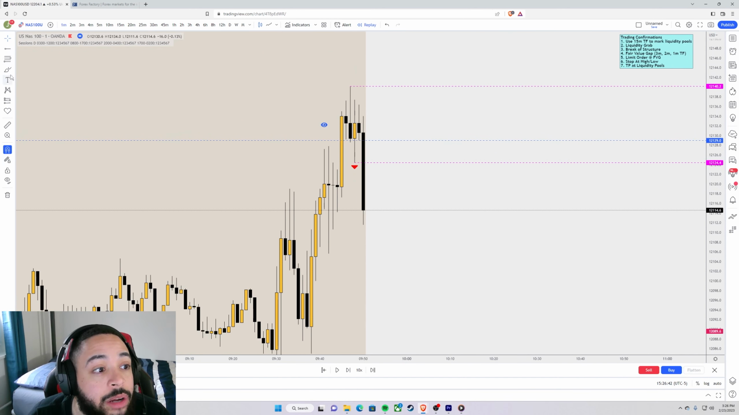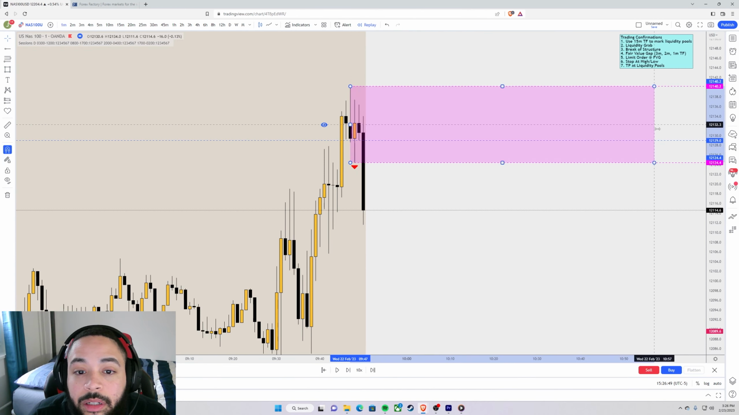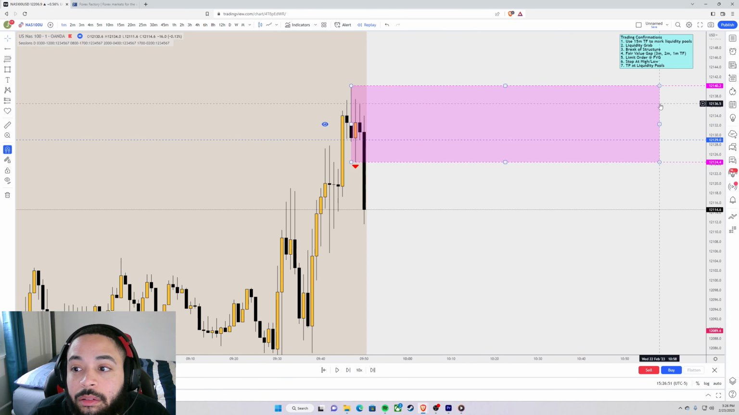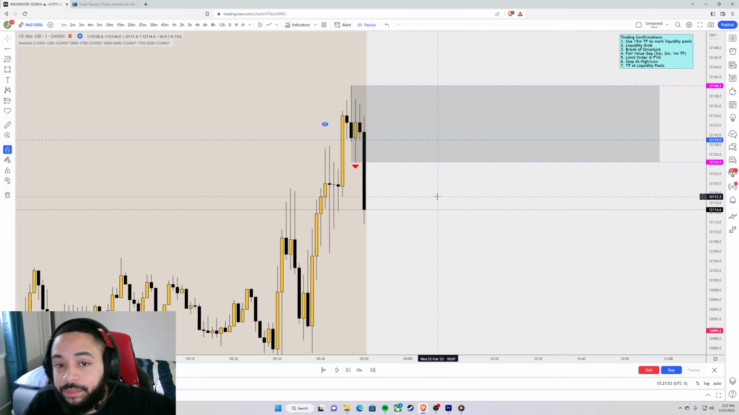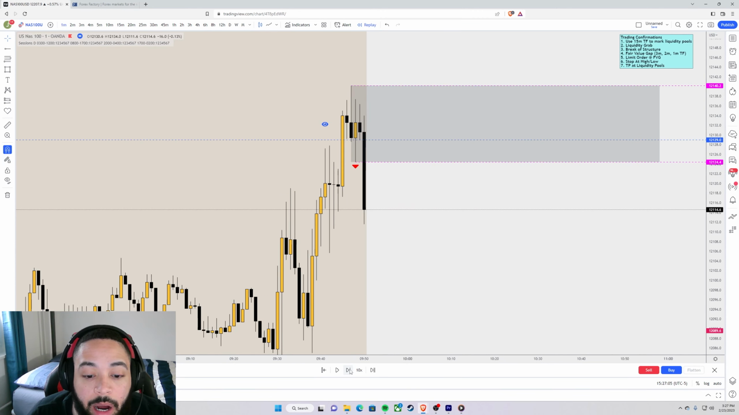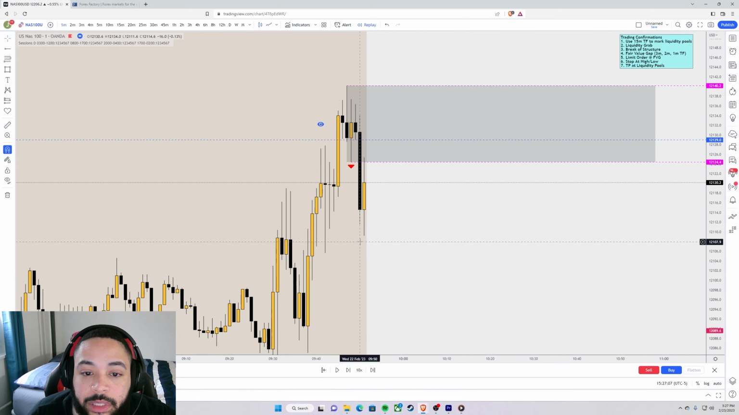So what I'll do also to make it helpful, I will also draw a box. Oops. So I'll draw a box, right? So you can see this shaded area, this gray shaded area. This is the range that we need the fair value gap to appear. So now I'll get one more candle, right? And now we see a clear gap.